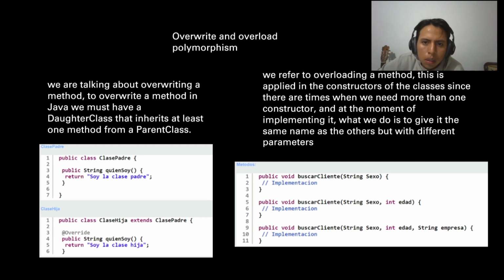But in this type of polymorphism we have a method named buscar cliente. It's possible to see parameters for sexo, edad, and empresa. This is overloading those methods: similar name and receiving more than one parameter.